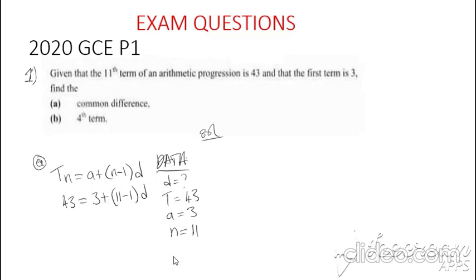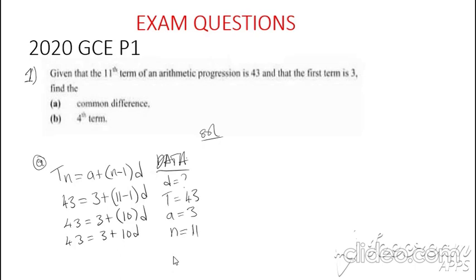So first thing here, you need to subtract 11 minus 1. You can do this first. You can maintain 43 is equal to 3 plus, so what is 11 minus 1? You're going to get 10, and then you're having d here like this. So what do you do here now? You can maintain 43 is equal to 3 plus 10 times d. So you're going to have 10d like that. As simple as that.